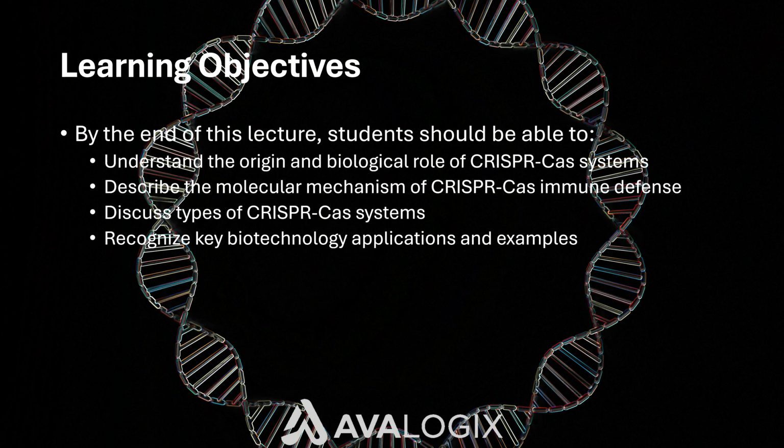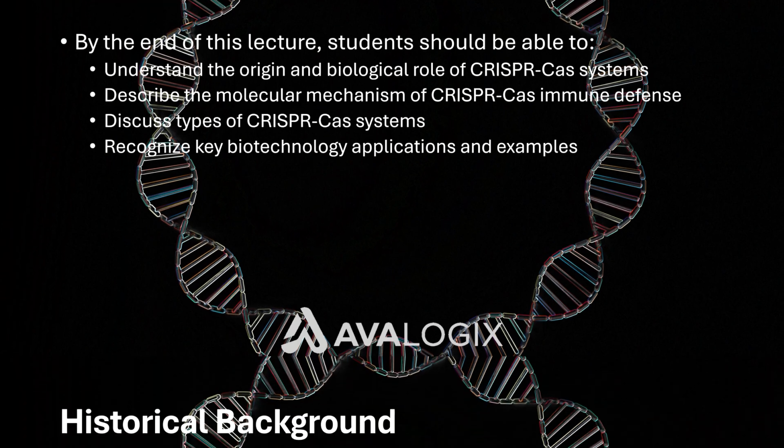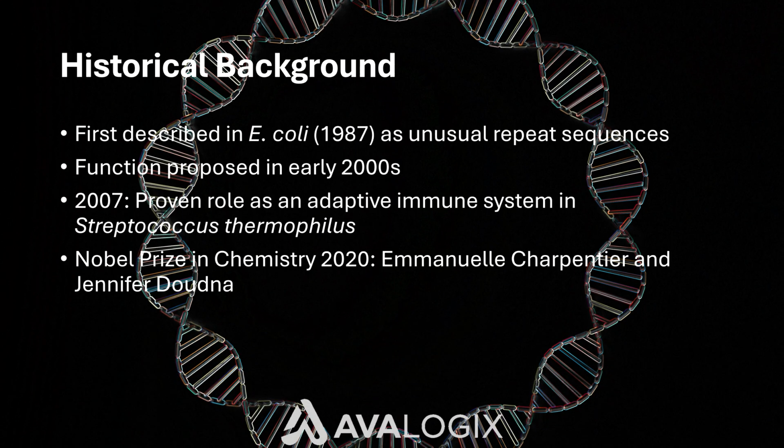Each section of the lecture is designed to build your theoretical foundation while also connecting to practical, innovative uses in microbiology and beyond. Let's talk a bit about the historical context. CRISPR sequences were first noticed in 1987 in E. coli, not because anyone was looking for an immune system, but because they were curious repetitive DNA elements that didn't seem to code for proteins. For over a decade, they were largely a curiosity.